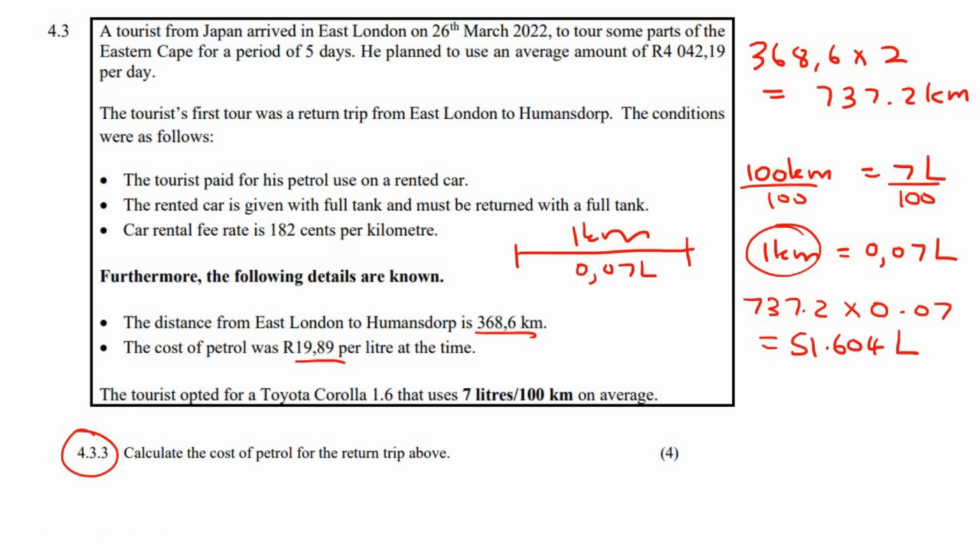51.604 liters of petrol. Now, if you look at the petrol price, it is 19 rand and 89 cents for every single liter. So how many liters did we use? Well, we used 51.604. So to work out the price, you would say 51.604 multiplied by 19.89. And so that's going to be 1,026 rand and 40 cents if you round to 2 decimal places.